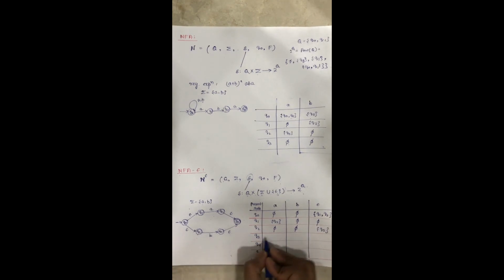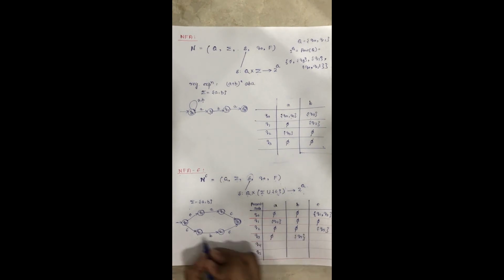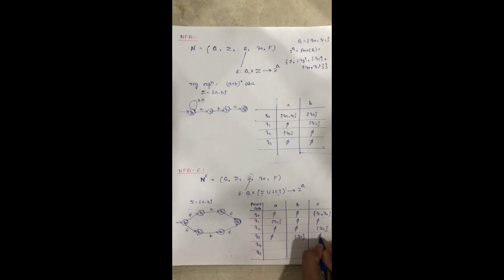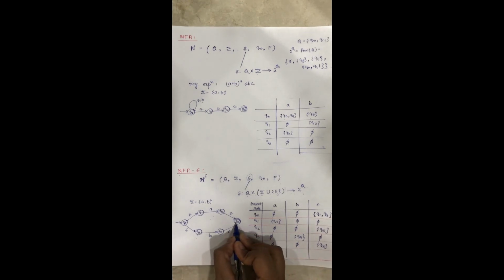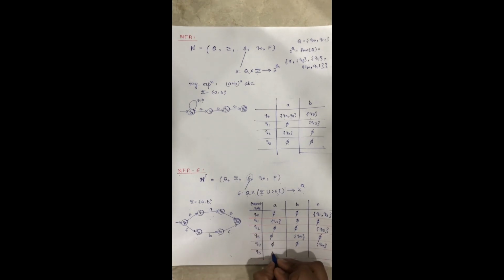At Q3 for A, no transition. For B, next state is Q4. At Q3 for epsilon, no transition. Now at Q4 for A and B, no outgoing transitions, so here we will write phi. At Q4 for epsilon, next state is Q5, so here we will write Q5. At Q5 for A, B or epsilon, there is no transition, so here we will write phi. Right? So in that way, we can draw the transition table for an NFA with null moves.